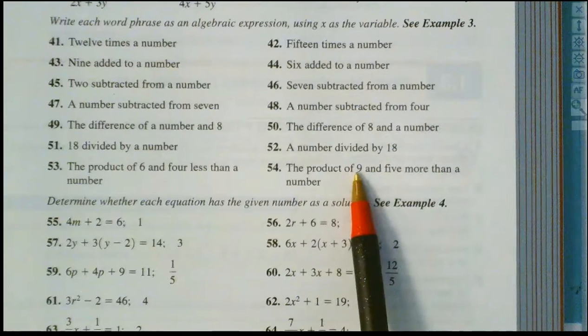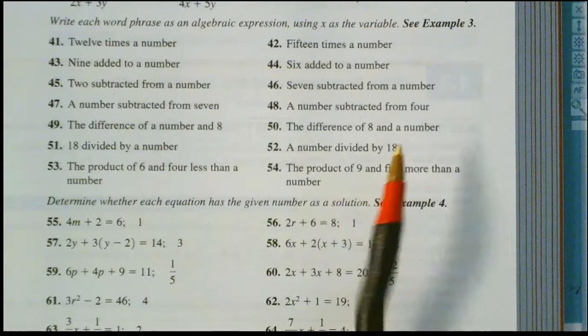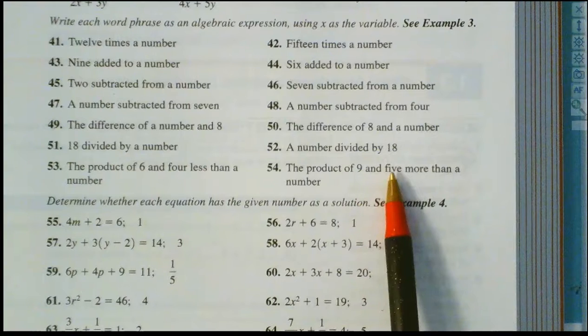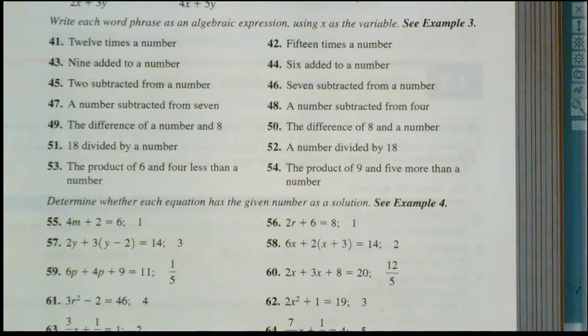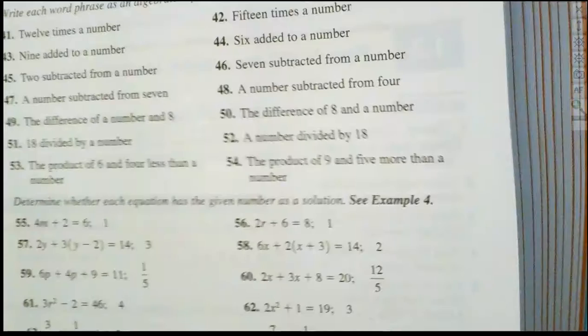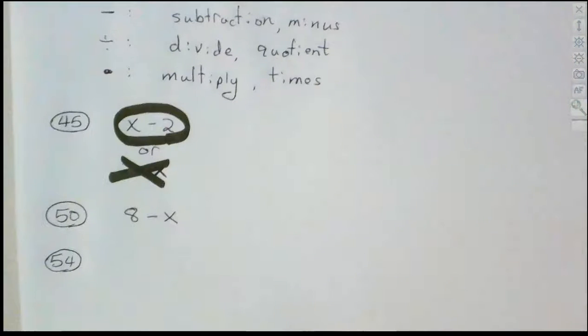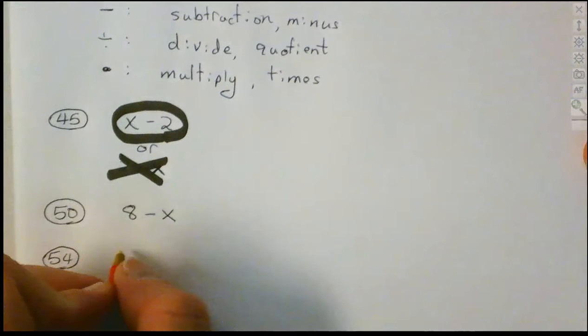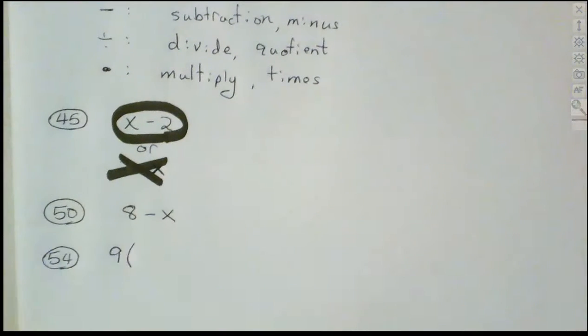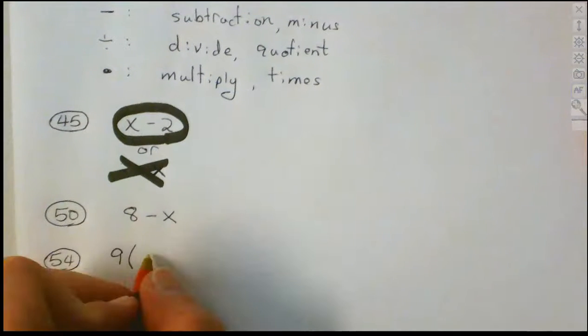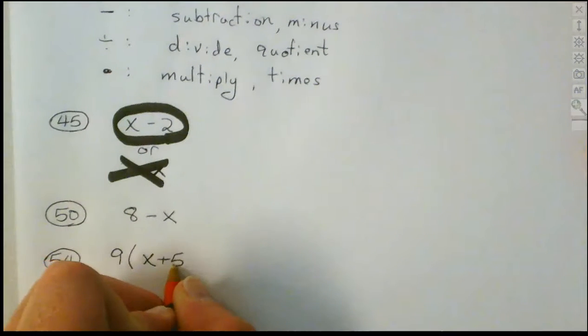So 9 is the first piece. And then we use parentheses. And then we're going to put inside the parentheses 5 more than a number. So that's going to be 5 plus x. So we've got a 9 out in front. That and separates the two parts, and that's our multiplication. And then we have the number plus 5.